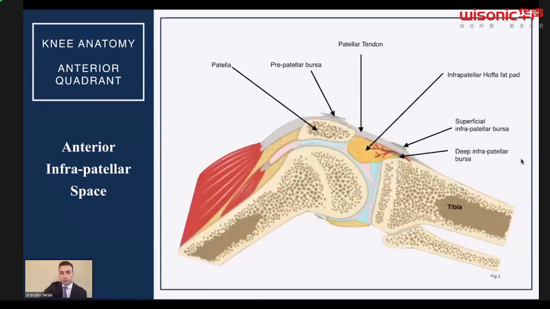So let's see what the ultrasound is going to look like here. Underneath, you see the patellar tendon, you should see that infrapatellar Hoffa fat pad, and then possibly you can see that deep infrapatellar bursa here as well, and then you can see the patella there.